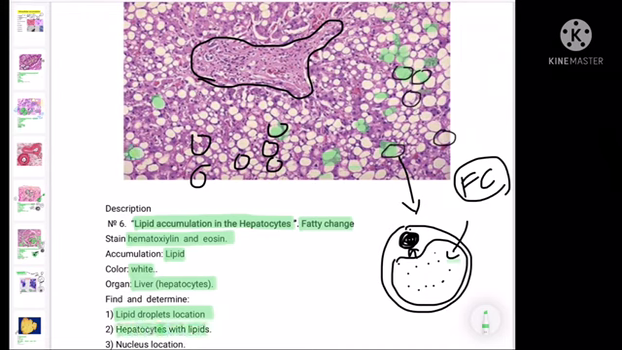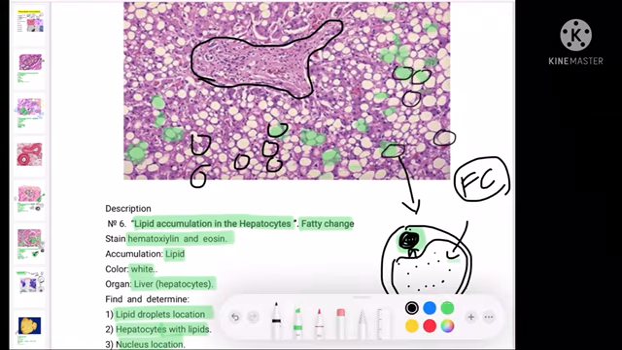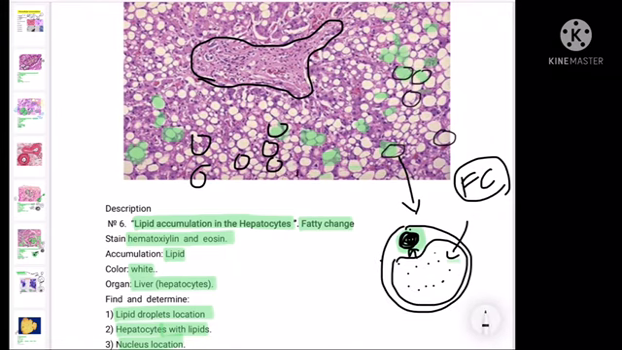Hepatocyte with lipids, again the same. These are the hepatocytes with lipid accumulation. Nucleus location is on the periphery. If you zoom this image and try to figure it out, you can find that the nucleus is pushed toward the periphery because of the drop.